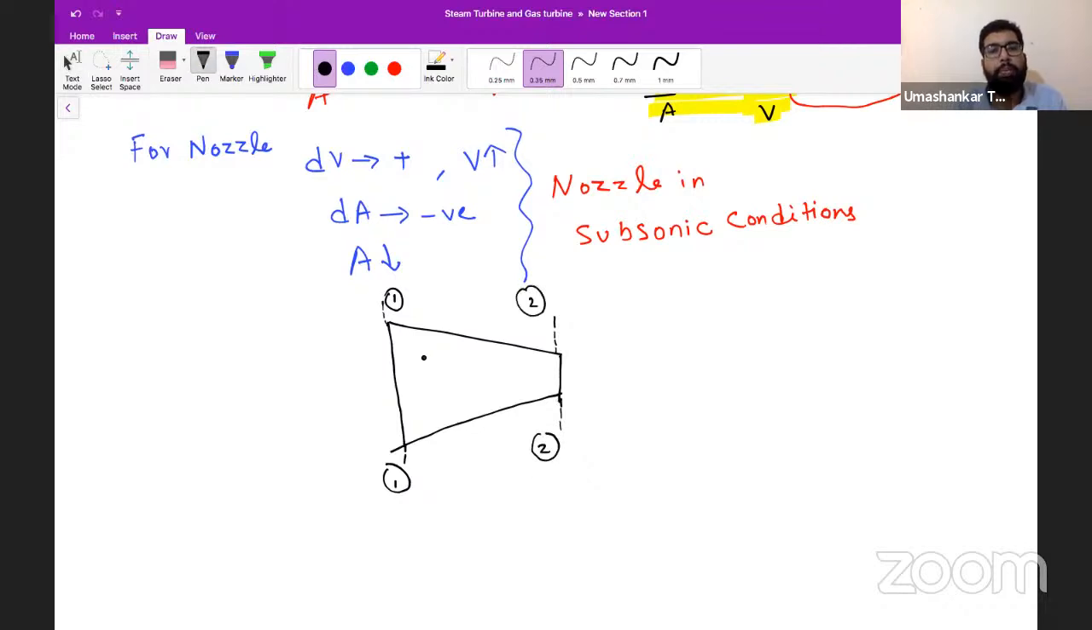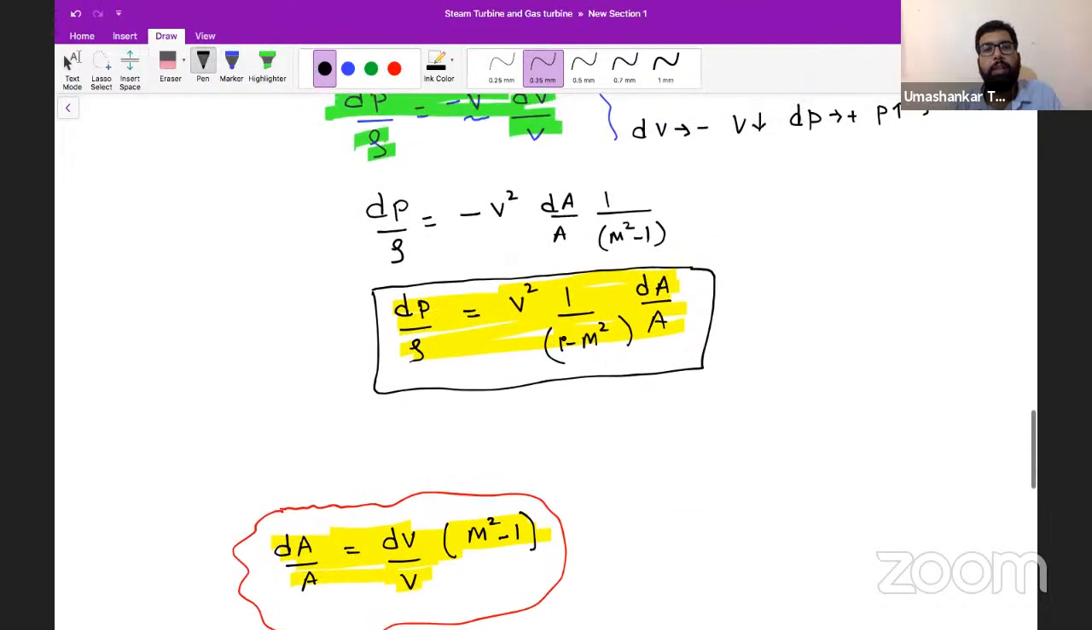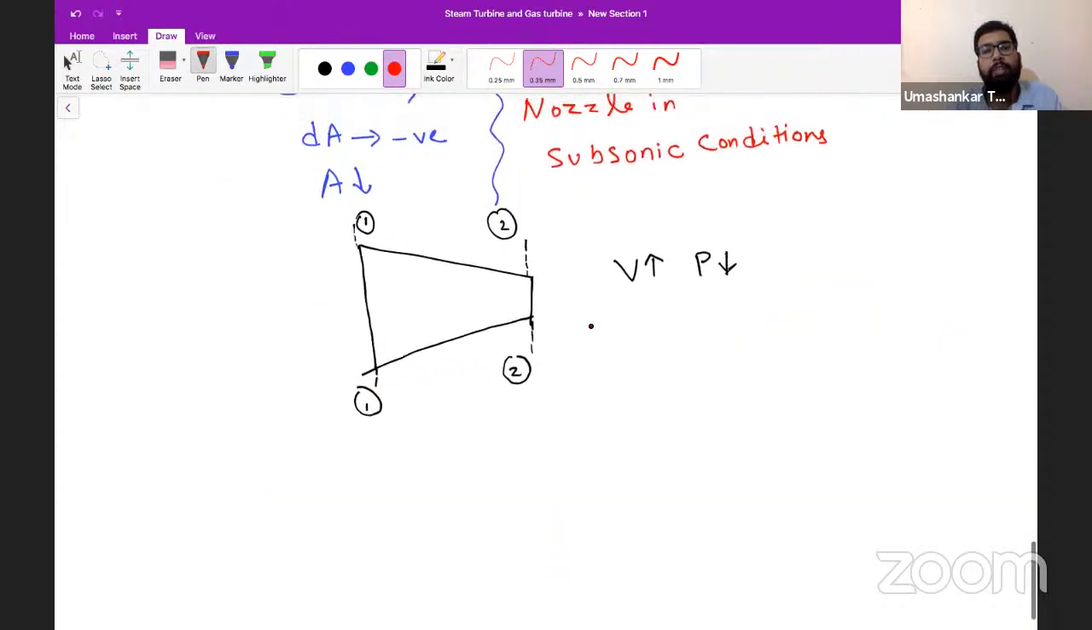If our subsonic compressible fluid flows, its velocity will certainly increase and pressure will certainly decrease. As we have established, with velocity, pressure always decreases. Or you can check by this relation also. For subsonic flow, this one is positive. So with a decrease in area, pressure is also decreasing because this is positive. So if dA is negative, dP is also negative.